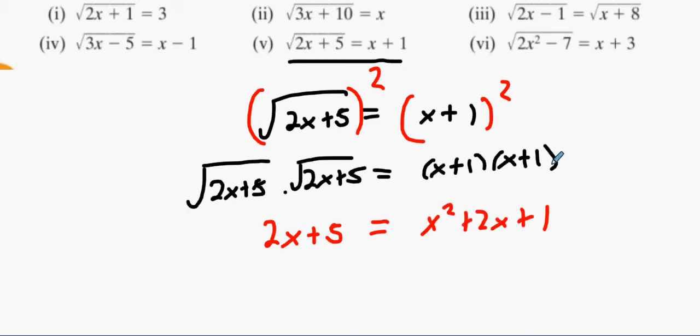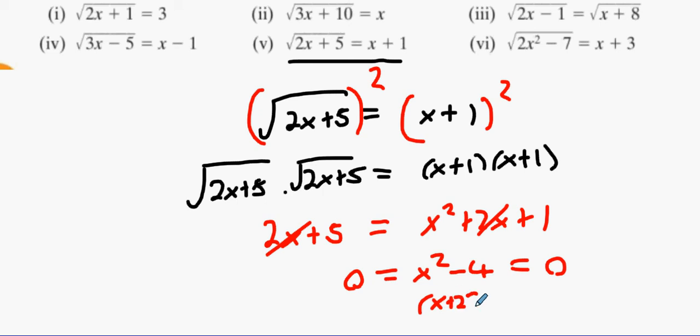Move it all onto one side. Oh, interesting. The 2x's cancel. And we're going to get x squared minus 4. Yeah? Put the equal 0 on the other side and you get x plus 2, x minus 2 equals 0. X equals minus 2, x equals 2. In class now, you try part 6 for me. Alright.